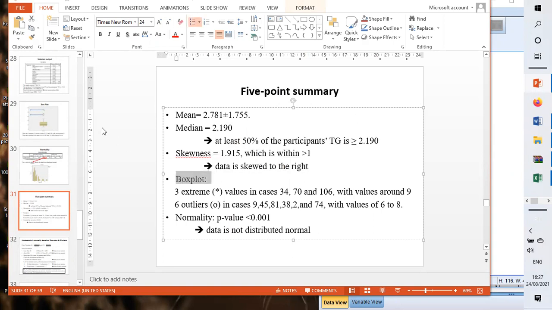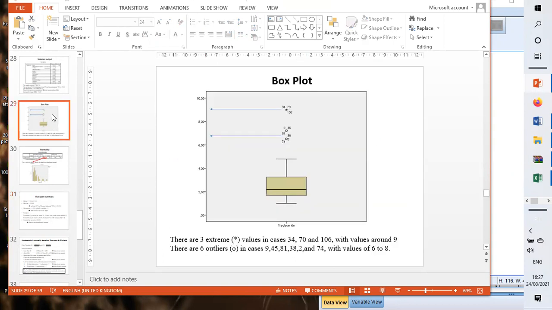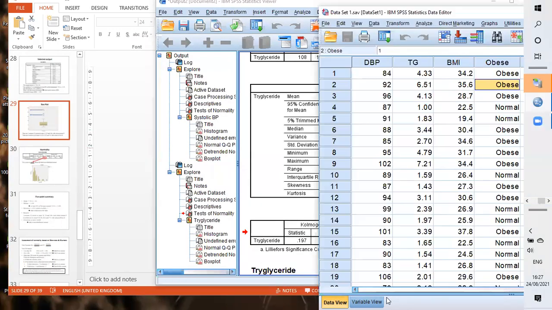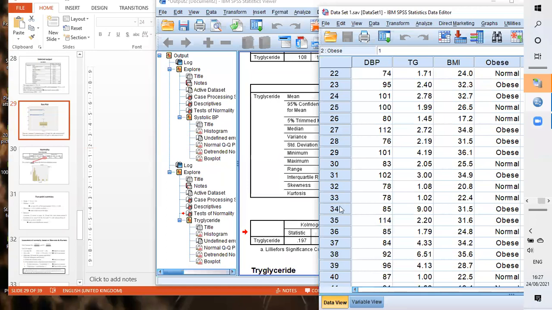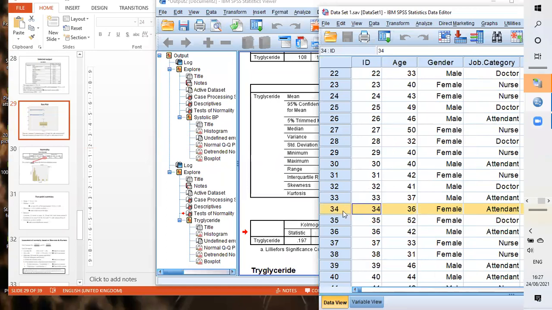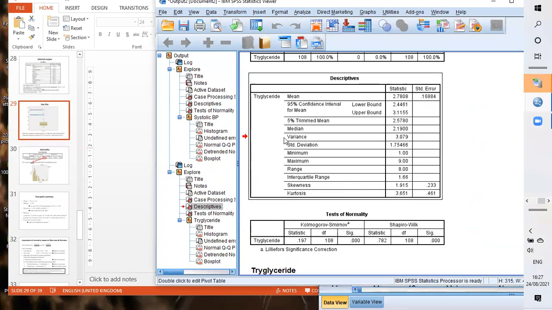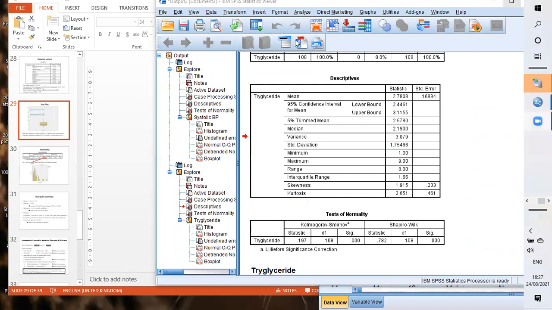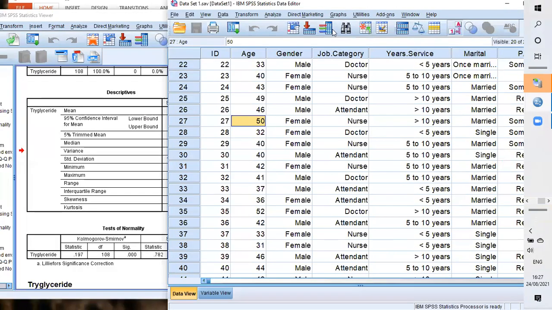The box plot. Okay, look at the box plot. There are some asterisk signs, right? These numbers are case numbers. For example, case number 34 means case number 34 in your data. Okay, this case number, that case number. Let me run this and see where to find the value exactly. So just now I did the analysis.